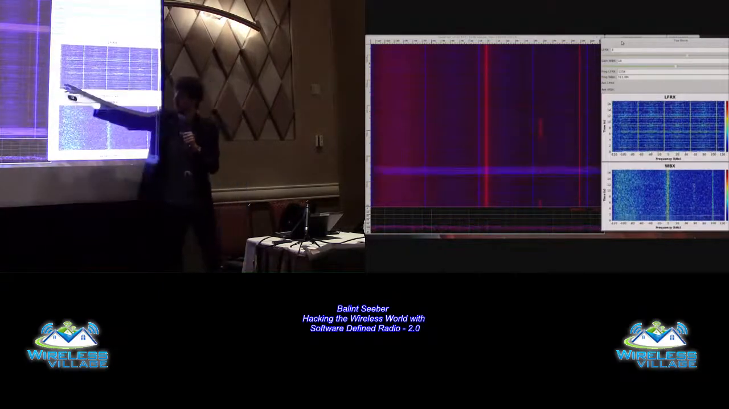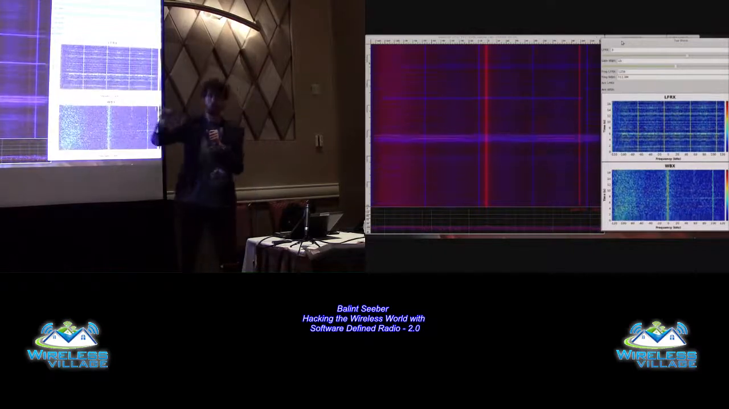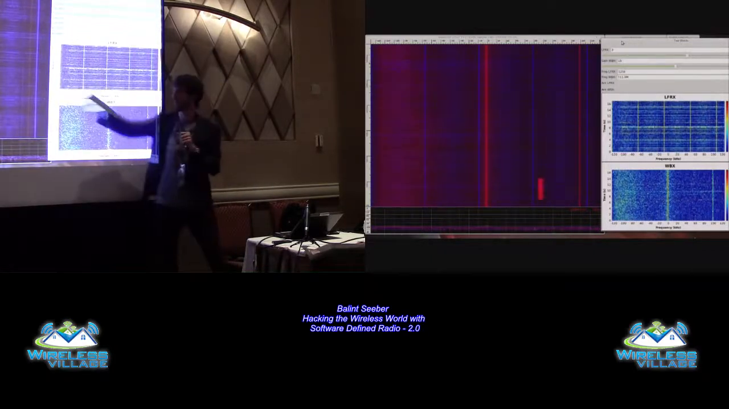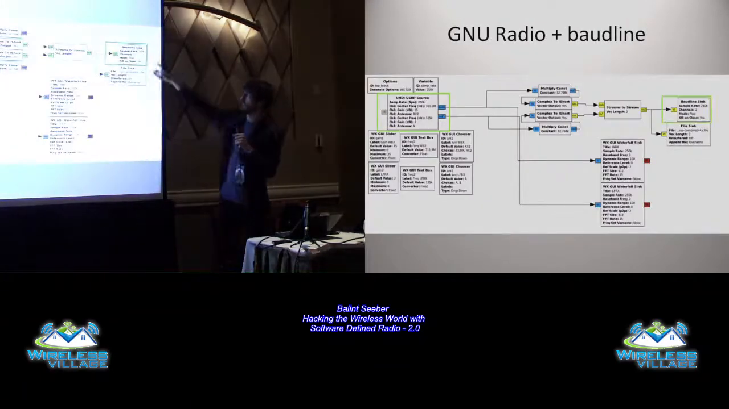And this is a little plug-in, a little block that I made for GNU Radio. This is the original flow graph running here, but you can just drop this block in, have baudline come up and visualize things there. And yeah, that's just the block there.